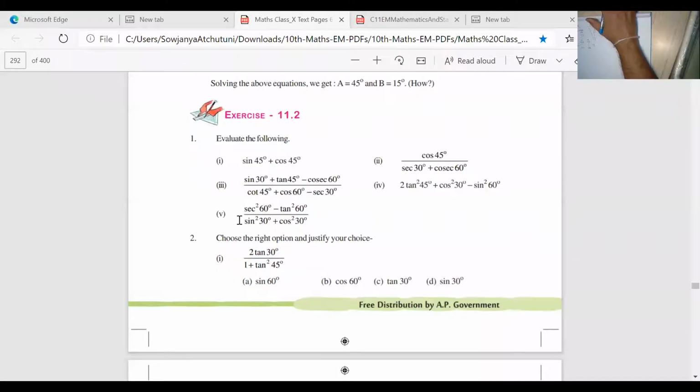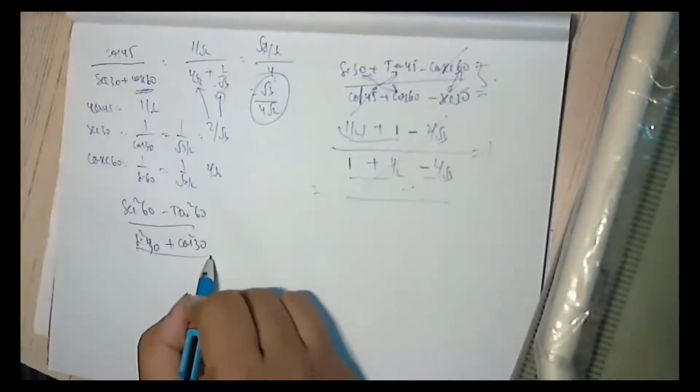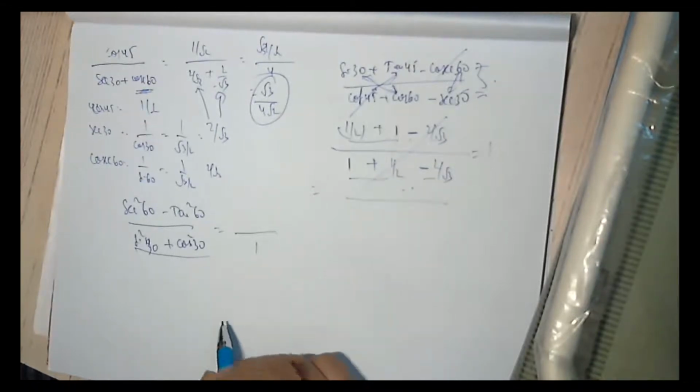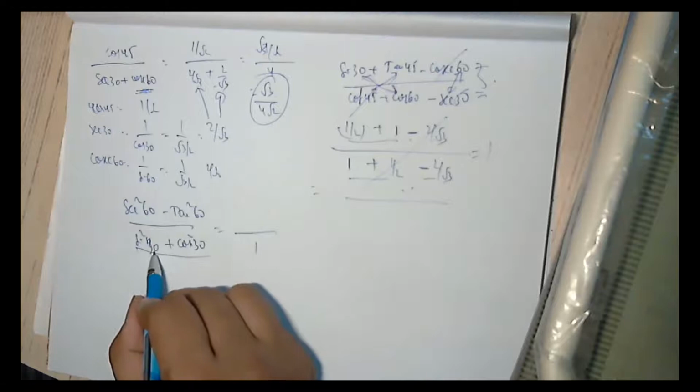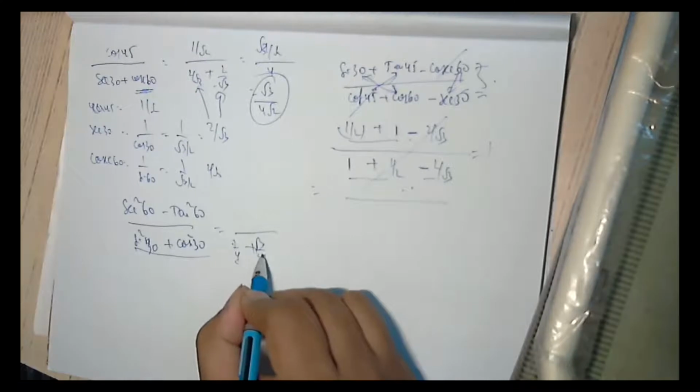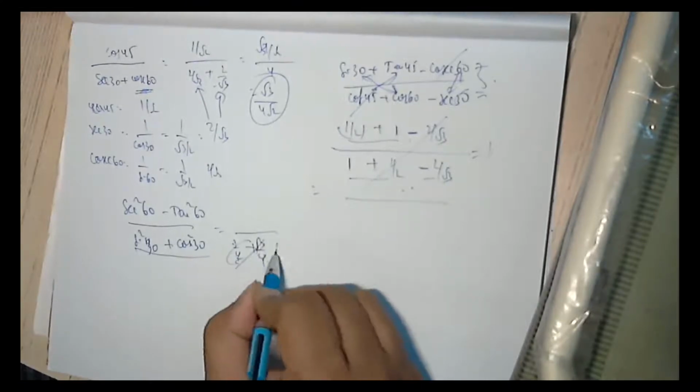So let us see this one, the fifth one. Secant square 60 minus tan square 60 divided by sin square 30 plus cos square 30. What is sin square 30 plus cos square 30? Sin square theta plus cos square theta is 1, so bottom is 1. Otherwise we say, sin square 30 is 1 by 4, cos square 30 is 3 by 4. 3 by 4 plus 1 by 4, 3 plus 1 by 4 is 1. So the bottom is 1.